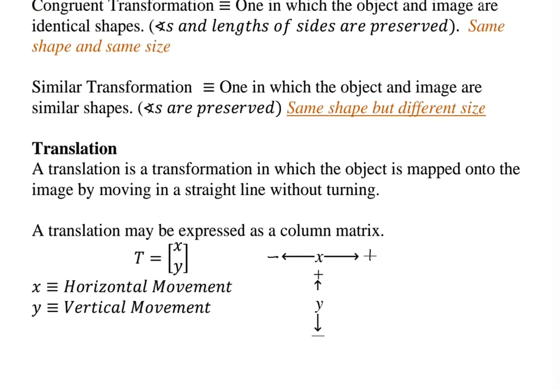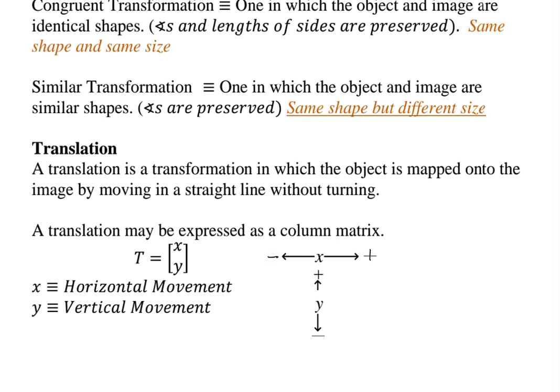Now, a translation is a transformation in which the object is mapped onto the image by moving in a straight line without turning.